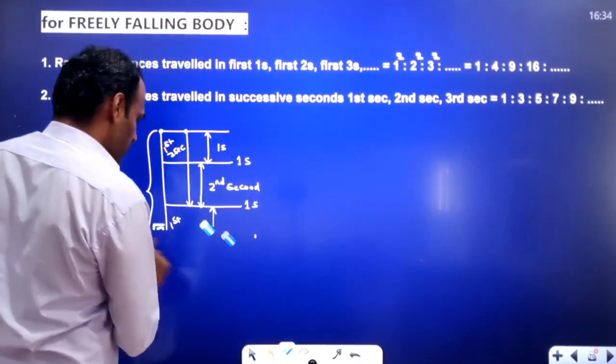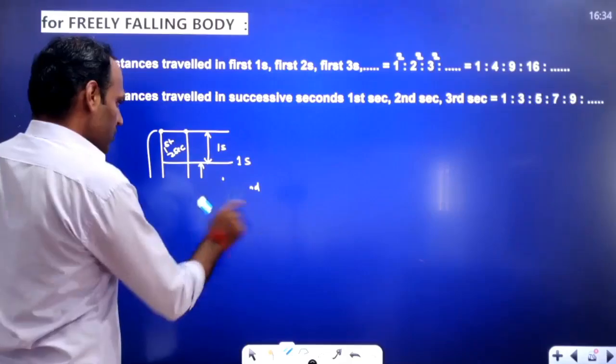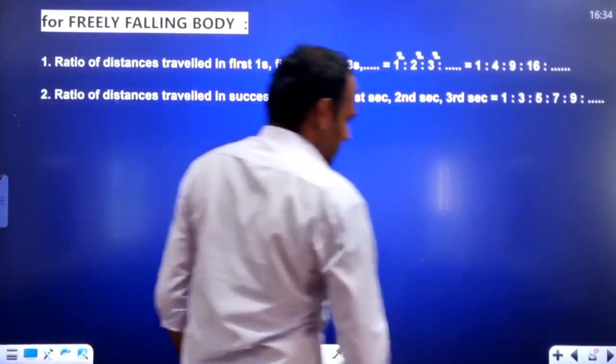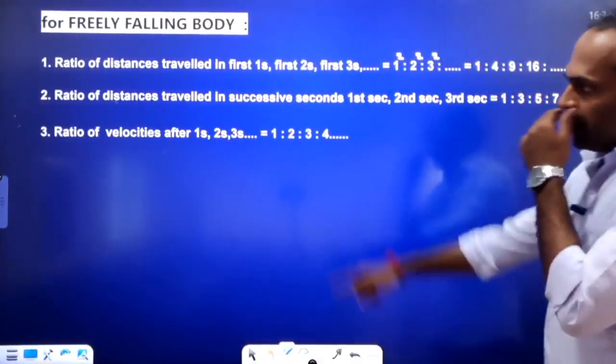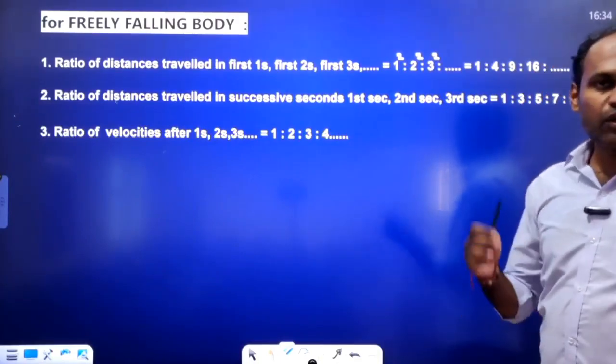Okay, let us go to the next point then. So the next point is, see, it is like this. Ratio of velocities after 1 second, 2 seconds and 3 seconds.